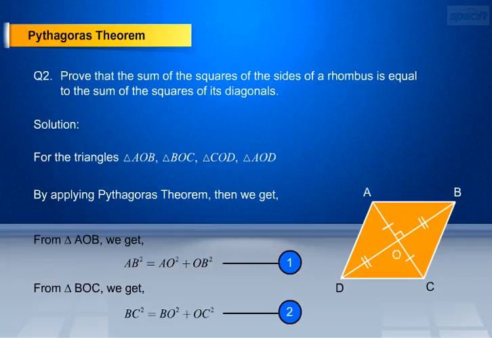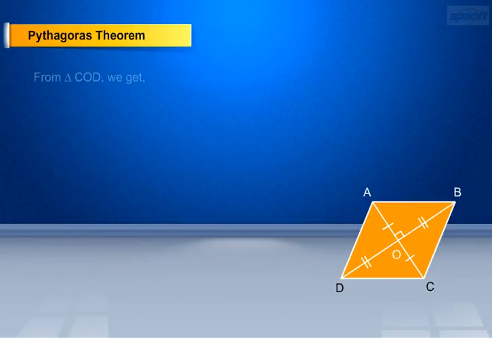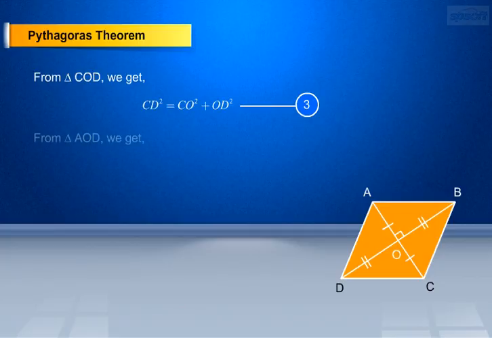From triangle BOC, we get BC square equal to BO square plus OC square, make it as equation 2. From triangle COD, we get CD square equal to CO square plus OD square, make it as equation 3. From triangle AOD, we get AD square equal to AO square plus OD square, make it as equation 4.